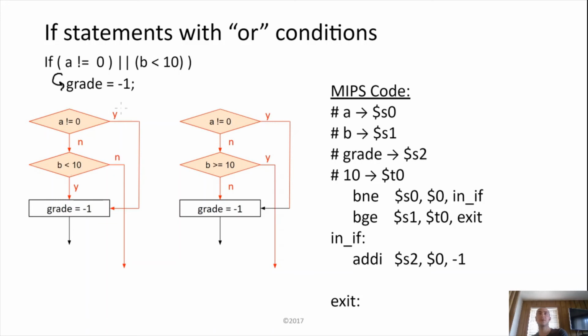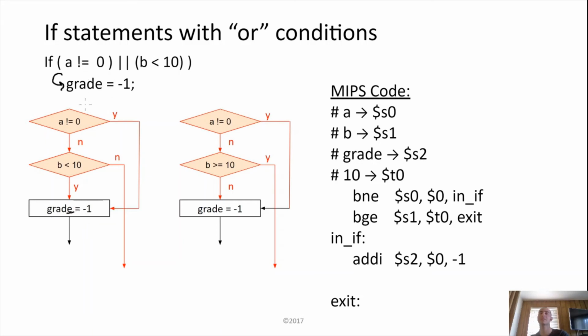If this is a false, what's going to happen? At this point, we already know that the other one is a false. So that means it's false and false. So we don't have any true. So we're not going to run this. So if this is false, then we are exiting. However, if this is true, we are going to the next one and running this grade is equal to -1.